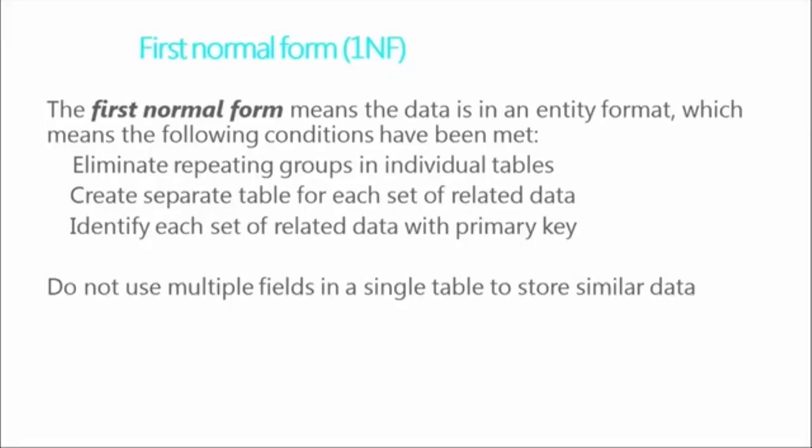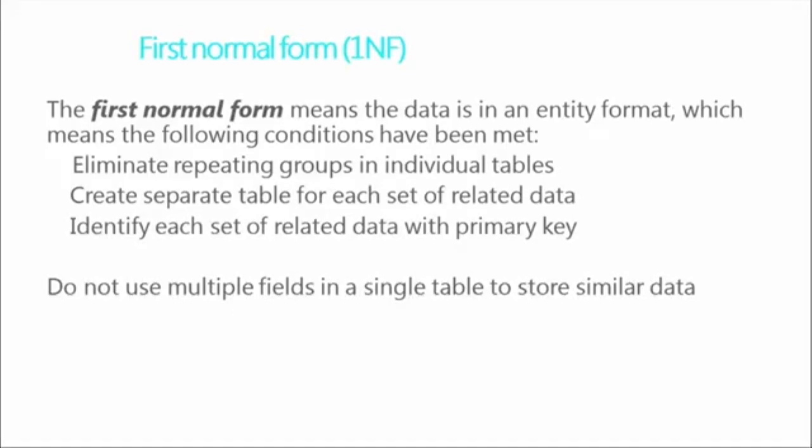All right, so first normalization. How do we work with our content? The first normal form means the data is in an entity format, which means all of these conditions have been met. We've eliminated any repeating groups. And by the way, we have an example of this. It looks good in print and text, but what does this mean? Well, we're going to demonstrate this for you.